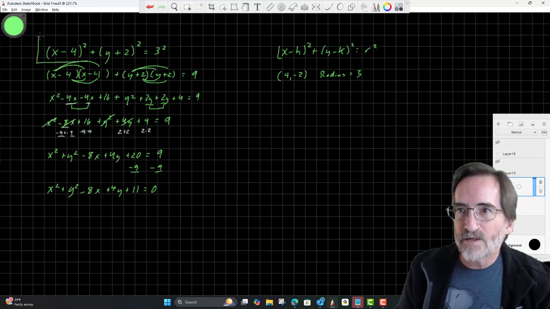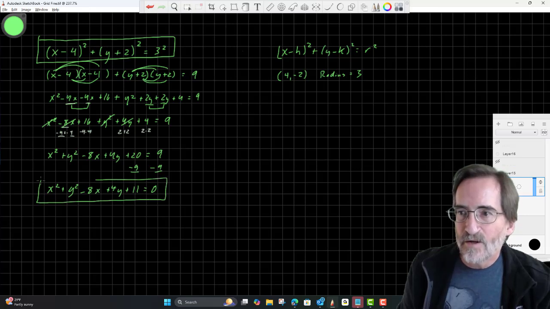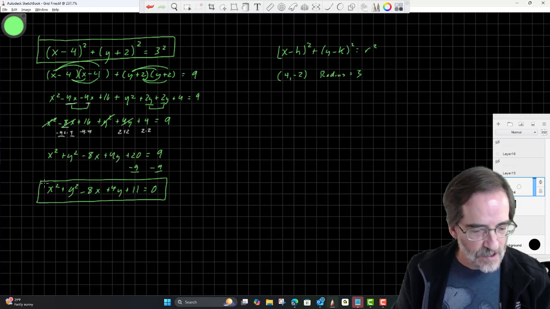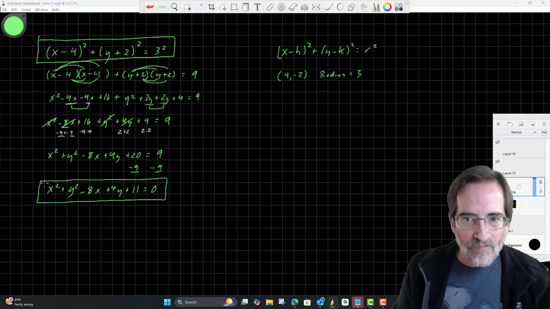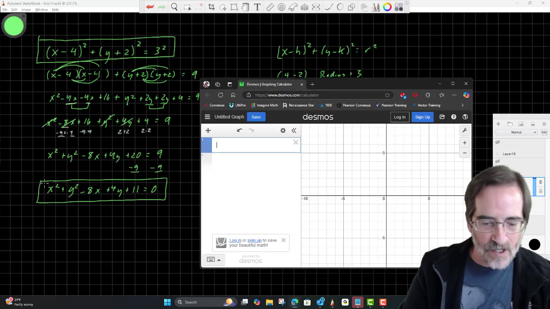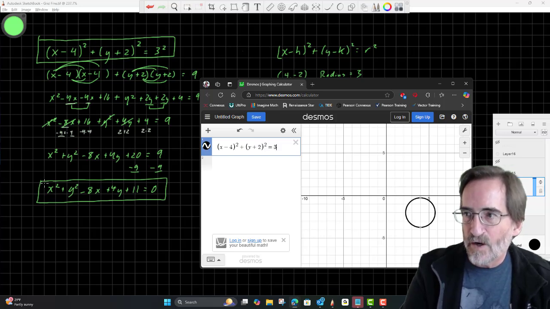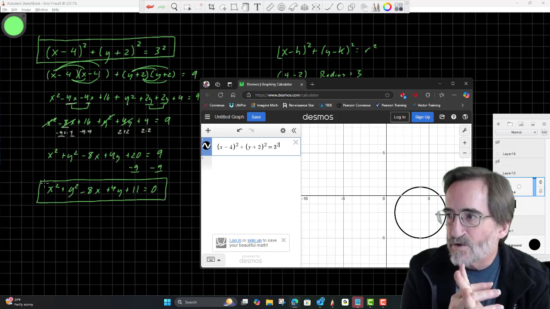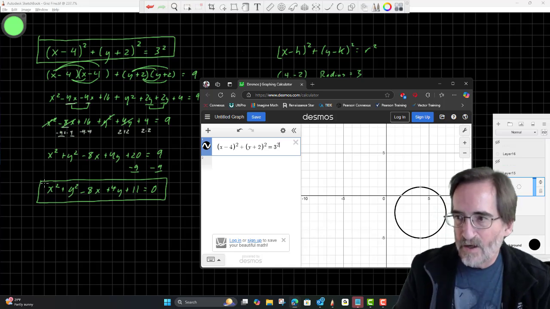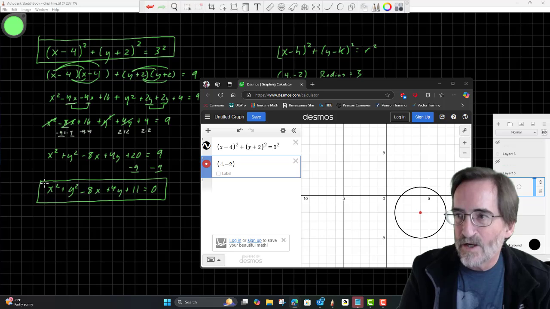Notice the original equation is in one form, and this equation is in another. Let me verify that that actually works in Desmos. I want to verify that those are the exact same equations. So I'm going to write x minus 4, quantity squared, plus y plus 2, quantity squared, equals 3 squared. And there it is, our circle centered at (4, -2). I can even type 4, -2 here, and you can see that's the center, and it has a radius of 3.